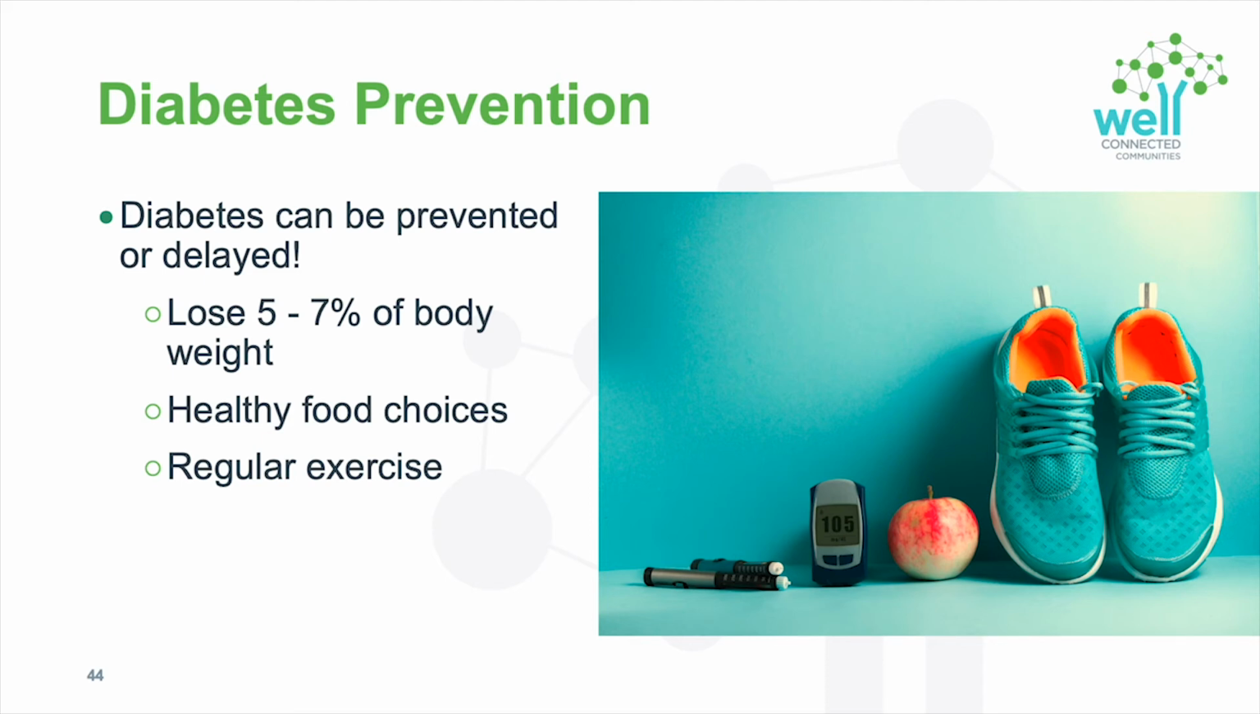Aim for at least 150 minutes of moderate intensity aerobic exercise each week, plus strength training at least twice weekly. Research shows strength training is very effective, both for helping people with diabetes manage their blood sugar and for helping prevent or delay diabetes for those at high risk.